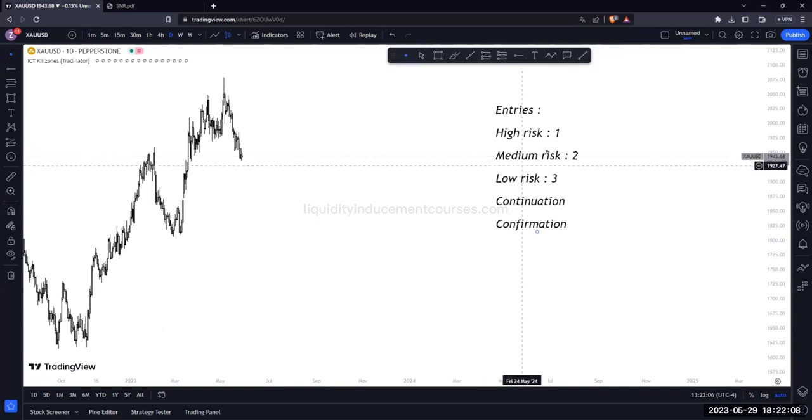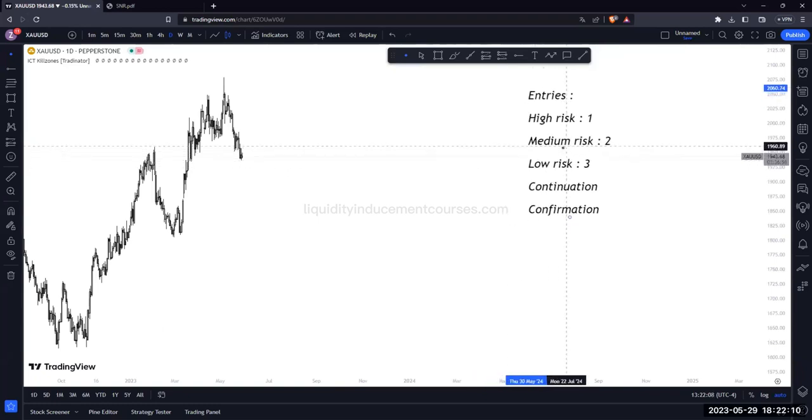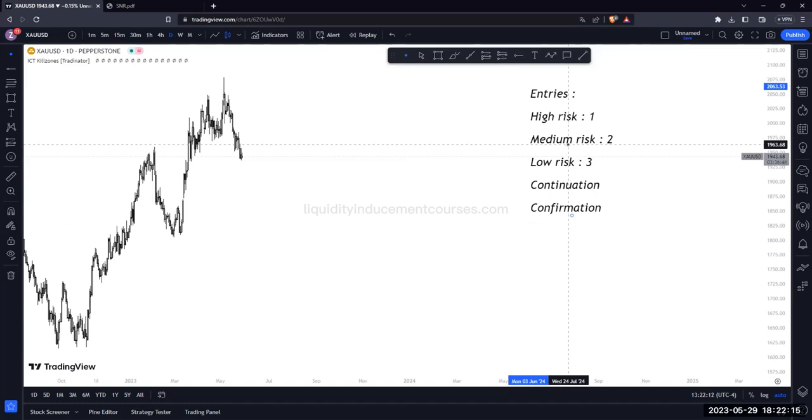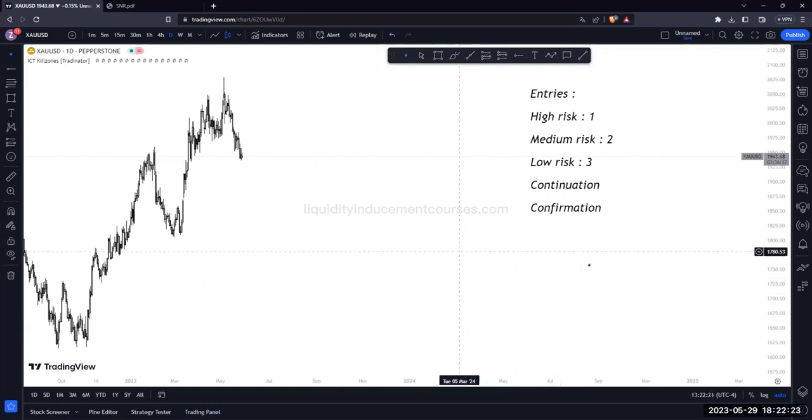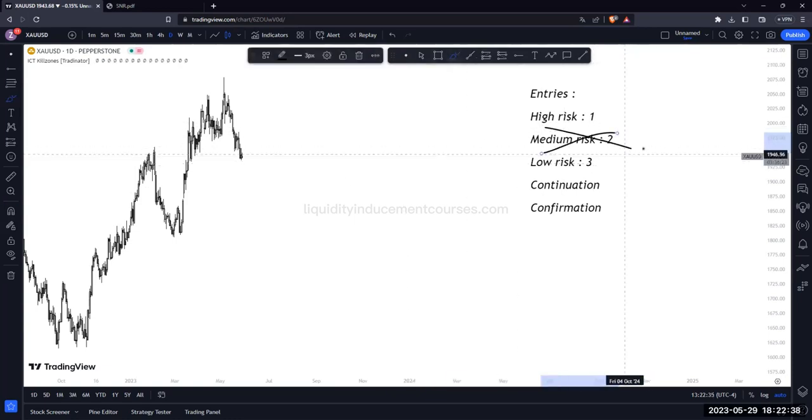For the second entry type on medium risk, I'm not going to give it to you now. I'm going to keep it maybe for the next session because it's very complicated for you, especially if you're new. You don't really need it. You can literally trade low risk and continuation. One entry on low risk and one continuation would be enough for you. To keep it simple, I'm not going to give you that entry type today. Remind me next time that I did not give you one.